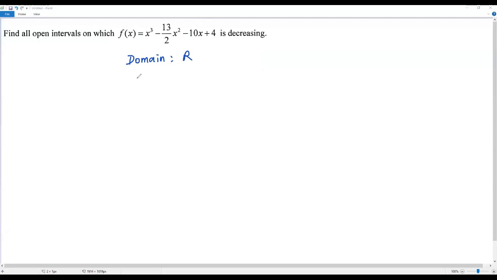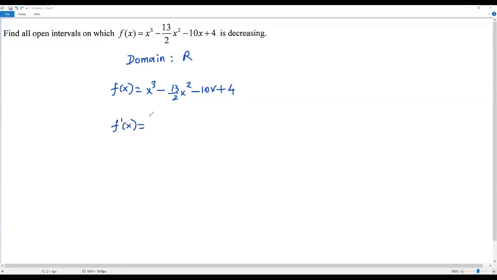Now what I have to do is find the first derivative of the given function. Let me write the function as it is. It is f of x equals x cubed minus 13 over 2 times x squared minus 10x plus 4. Okay, now let me find the first derivative, f prime of x.